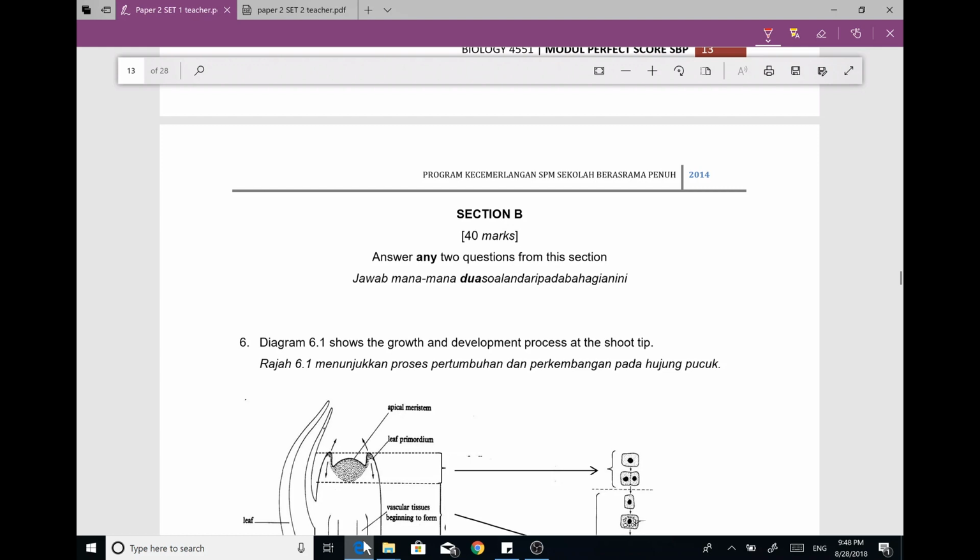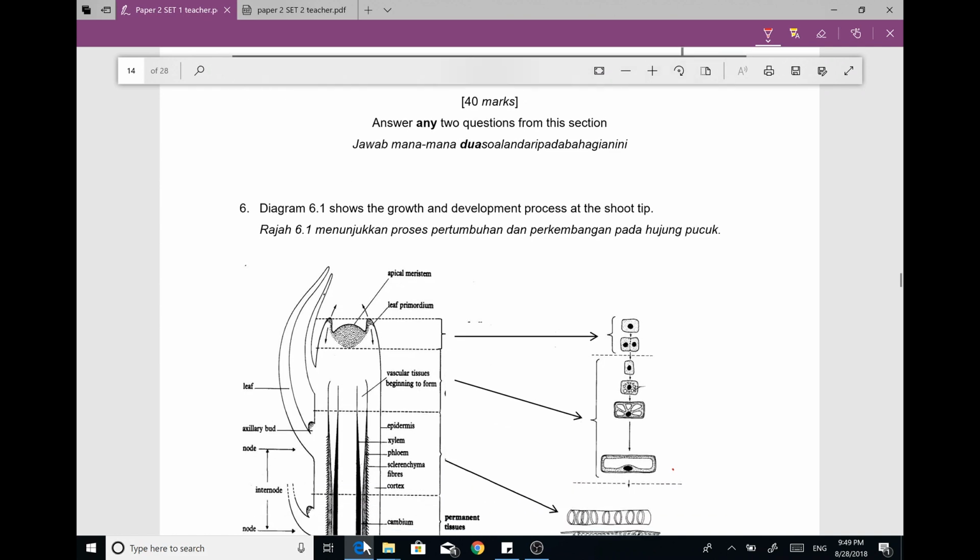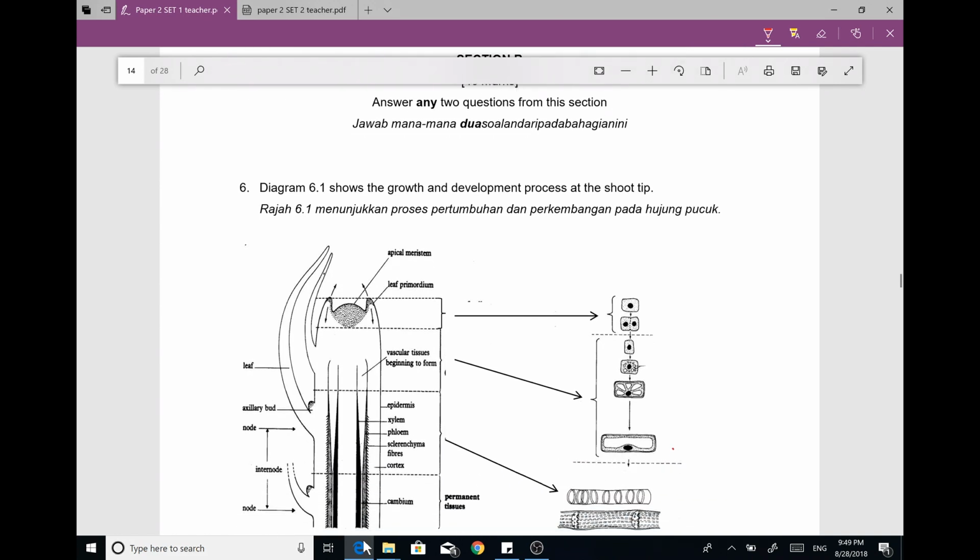In this lesson, we are going to learn about the answering technique in paper 2. The module that I'm going to use today is the SPP Perfect Score module 2014. And the question that I chose today is an essay question. So let's start by analyzing this question.